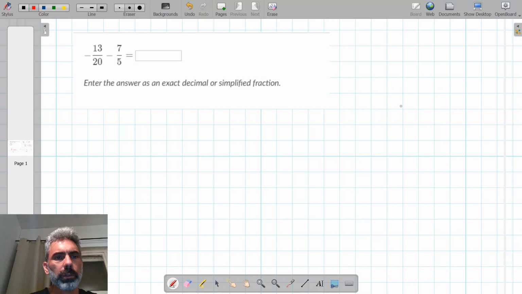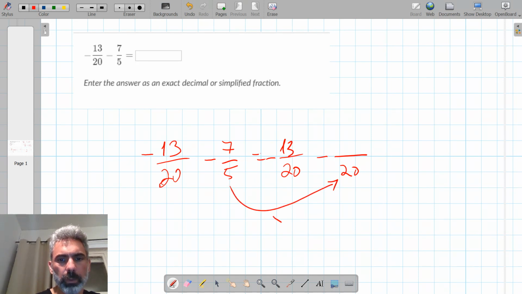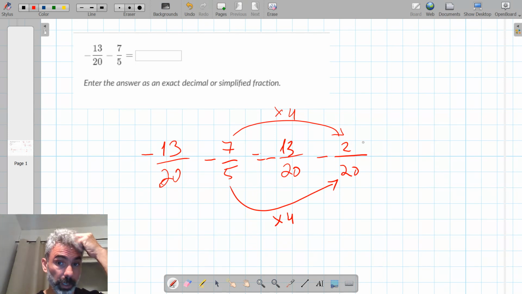Minus 13 over 20 minus 7 over 5. Okay, so we need to convert both fractions to have a common denominator. So minus 13 over 20 minus 7 over 5 is minus 13 over 20 minus some fraction over 20, and 5 goes into 20 4 times. So to go from 5 to 20, we need to multiply 5 times 4, so 7 times 4 is 28.